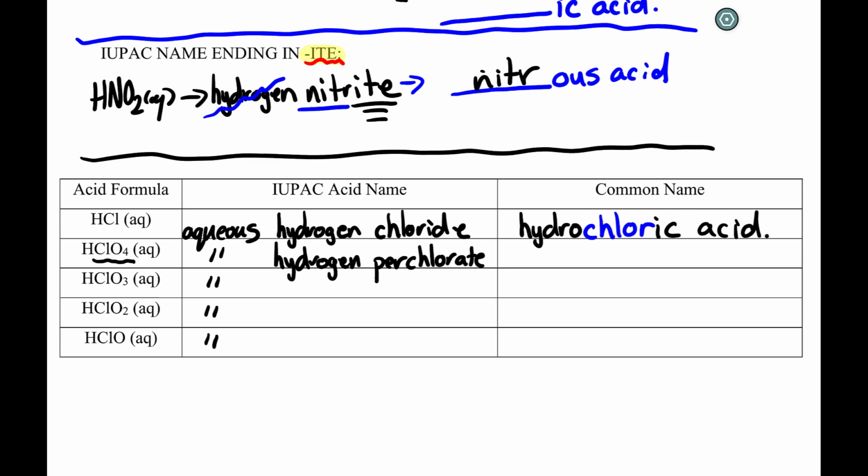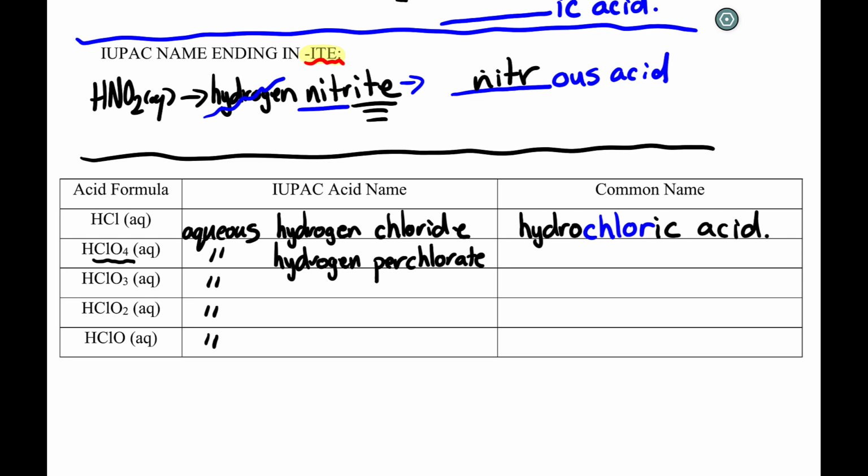Now that you've had a chance to do that, let's complete all the IUPAC acid naming systems. The IUPAC naming system is kind of easier than the common naming system, but the common naming system has been around for so long that most people just use the common naming system when talking about acids.